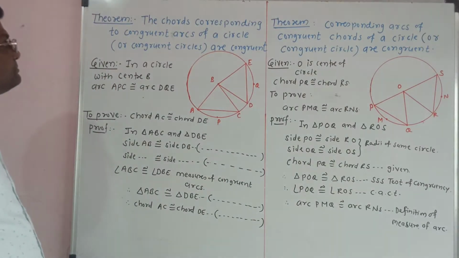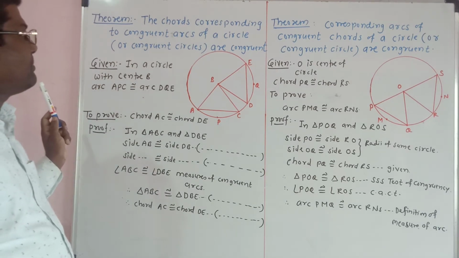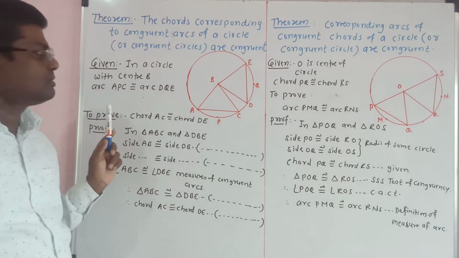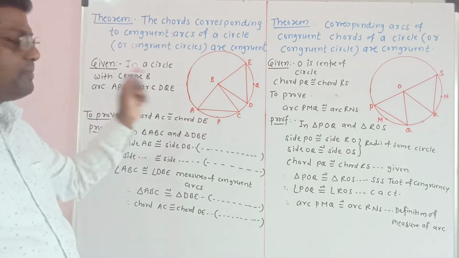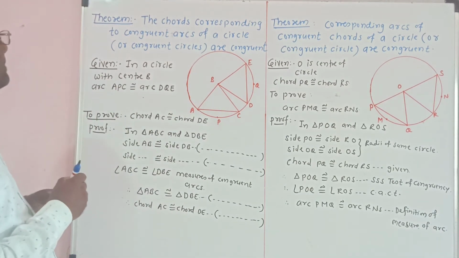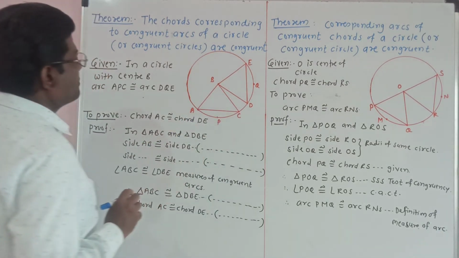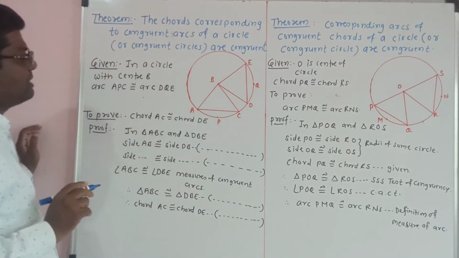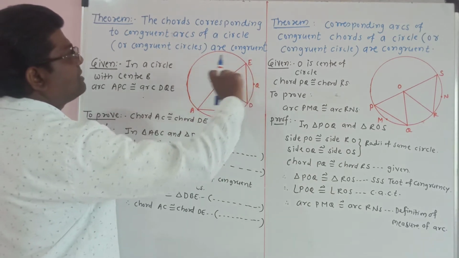Now the theorem: the chords corresponding to congruent arcs of a circle or congruent circles are congruent. This is a circle with center B, and in this circle arc APC is congruent to arc DQE. Then we have to prove that chord AC is congruent to chord DE.